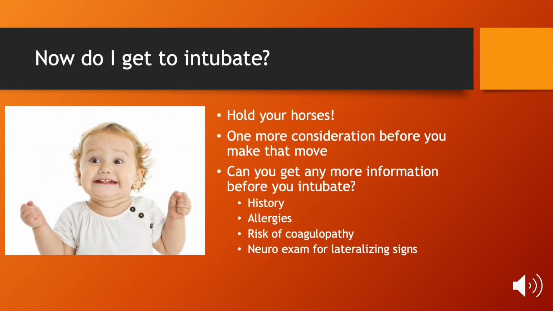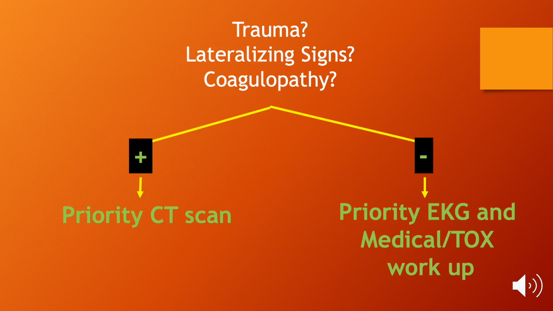All right, now do I get to intubate? All right, hold your horses. We got one more consideration before you make that move. Can you get any more information from your patient before you intubate, such as history, allergies, risk of coagulopathy, or a neural exam for lateralizing signs or evidence of trauma?